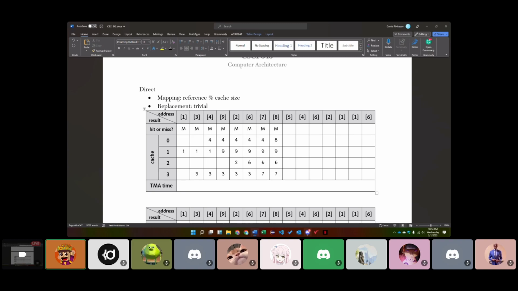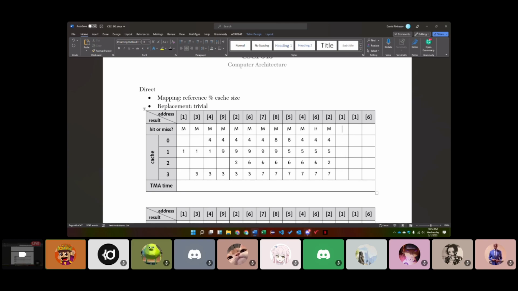Alright. 5's a miss. 5 mod 4 is 1. Goes in location 1. 4 is a miss. Just gonna go through this a little quick because it's the easiest one. 6 is a hit. Nothing happens to the cache. The hit, nothing changes from here to here. 2 is a miss. 2 mod 4 is 2. Places 6.